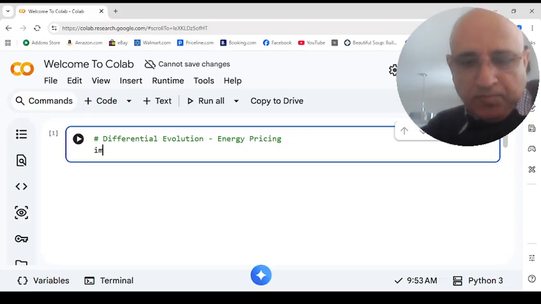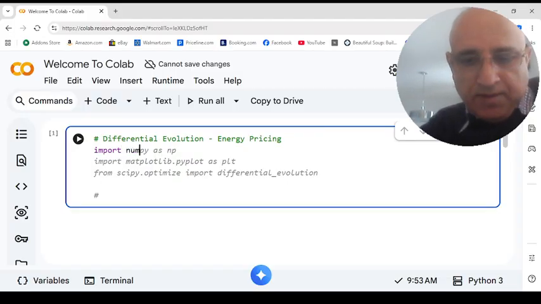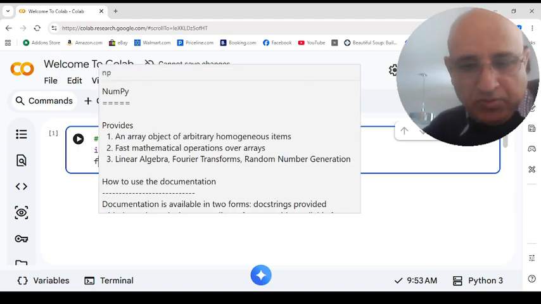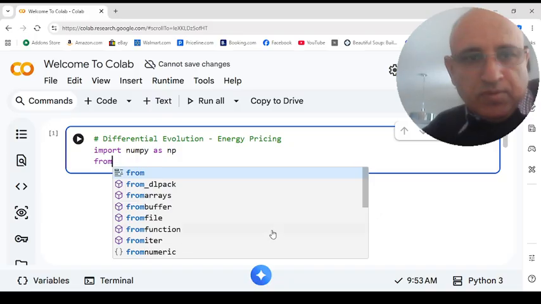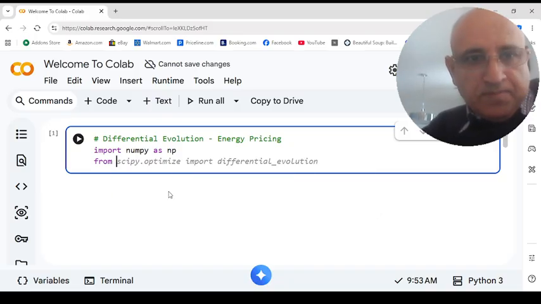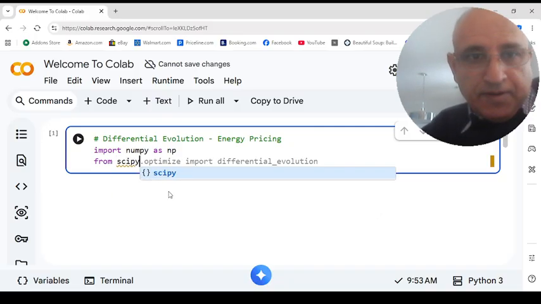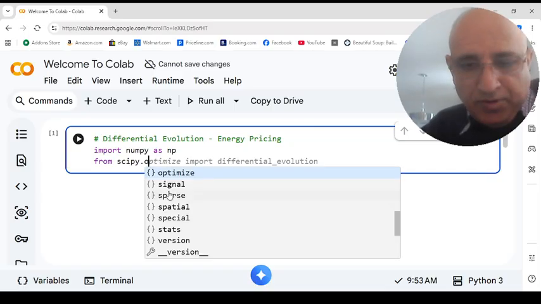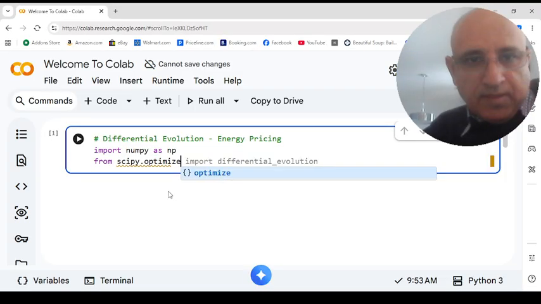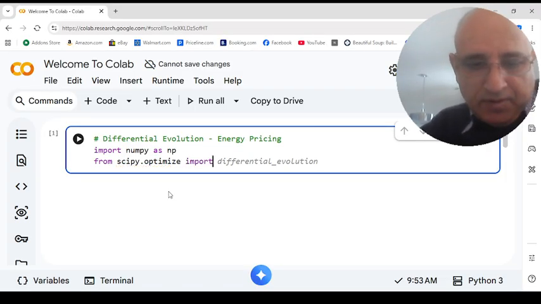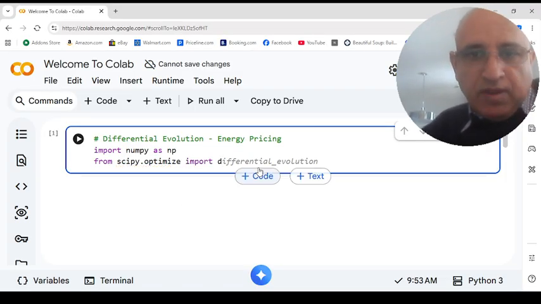First of all, I'm going to import numpy as np, and then from scipy.optimize import differential_evolution.